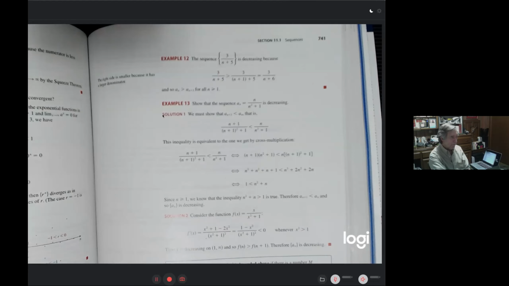That was, by the way, one way to do it. What's another way to do it? Change these to x's. If this is decreasing and I change these to x's, then the derivative will be negative. So what I could do is go down here and take a derivative. If the derivative is negative, then you know this is decreasing and therefore the sequence will be decreasing. So there's another way to do it.